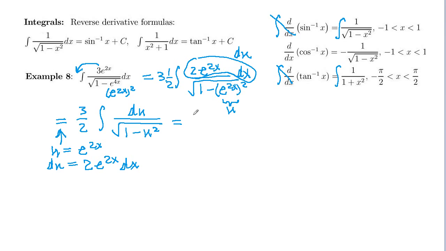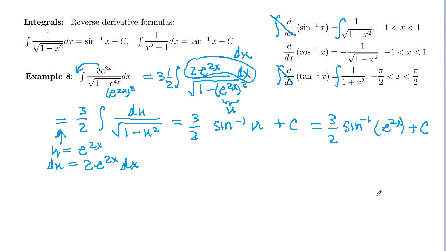And so we've got that 3/2 out in front, and then the antiderivative of 1 over root 1 minus u squared is just this formula, but with a u, so it's going to be inverse sine of u, and then plus a constant. And so we just need to plug back in our e to the 2x. So this will be 3/2 inverse sine of e to the 2x, and then plus constant. And we got it. Looks so easy when I do it, doesn't it?